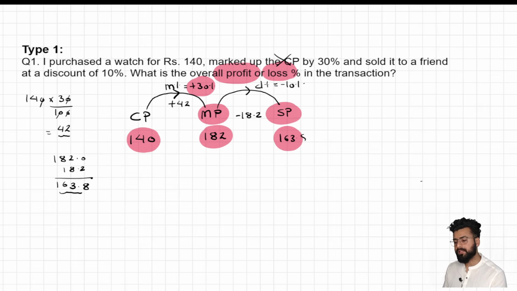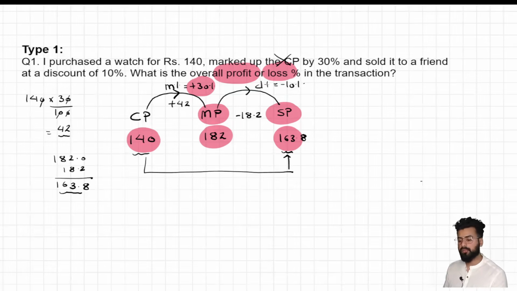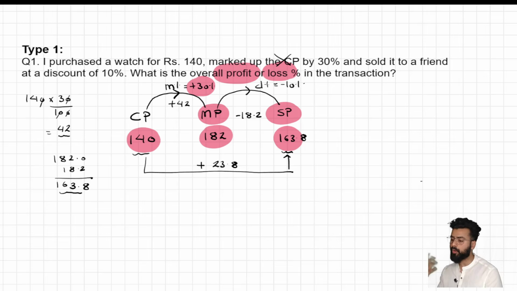It is 163.8. अब तुम बोलोगे सर अब तो बहुत इजी हो गया, मेरे पास कॉस्ट प्राइस का वैल्यू है, मेरे पास सेलिंग प्राइस का वैल्यू है, आई कैन कंपेयर द टू, नाउ आई कैन फाइंड आउट द आंसर. अच्छा, कैसा चेंज है? पॉजिटिव चेंज है कि नेगेटिव चेंज है? तुम बोलोगे सर पॉजिटिव चेंज है. कितने का इंक्रीज हुआ? तुम बोलोगे 23.8 से इंक्रीज हुआ, यानी कि प्रॉफिट हुआ है.